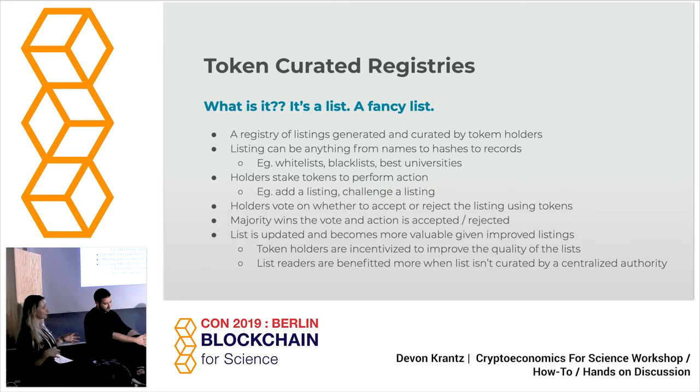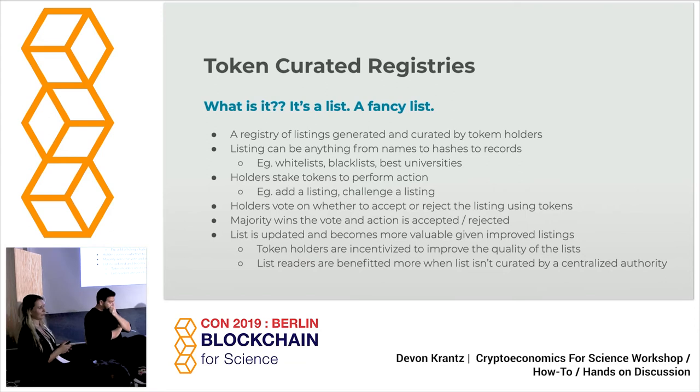The token holders stake their tokens to perform an action, either adding something to the list, challenging something on the list, or removing something from the list, and there's a whole bunch of different types of lists. You can have a normal list, a weighted list, a list within a list. So there are a lot of different ways you could do these registries. And generally, the token holders will vote on whether or not to accept a new listing onto the registry.